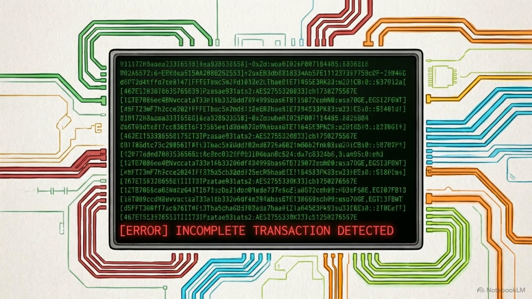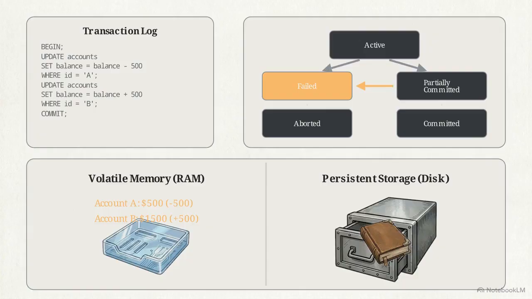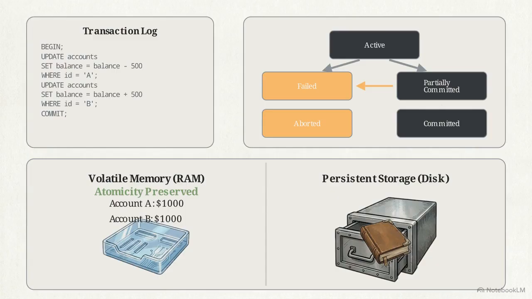Upon reboot, the database's recovery manager sees the incomplete record. It forces the failed transaction to abort, instantly erasing the memory buffer changes and preserving atomicity. The money never left account A.